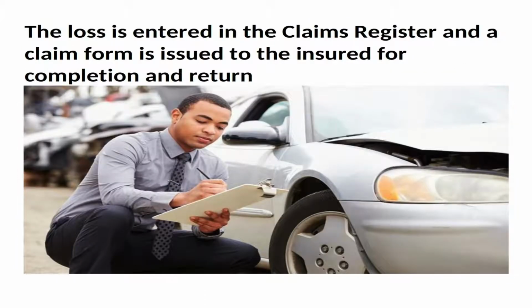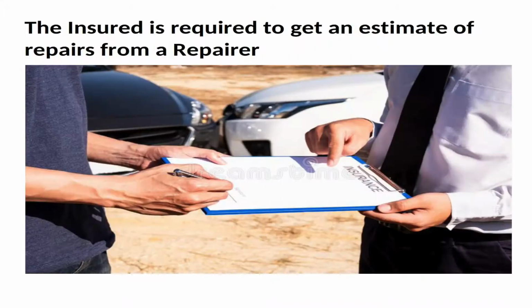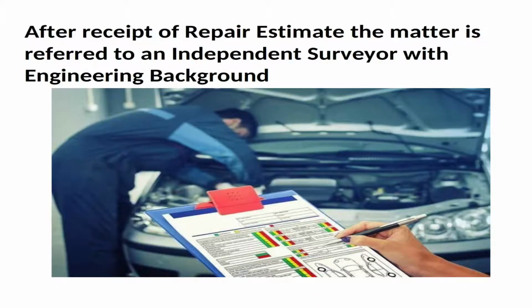The loss is entered in the claims register and a claim form is issued to the insured for completion and return. The insured is required to get an estimate of repairs from a repairer. In case such an estimate is not acceptable to the insurer, it would ask the insured to get an estimate from another repairer. Assessment: after receipt of the repair estimate, the matter is referred to an independent surveyor.